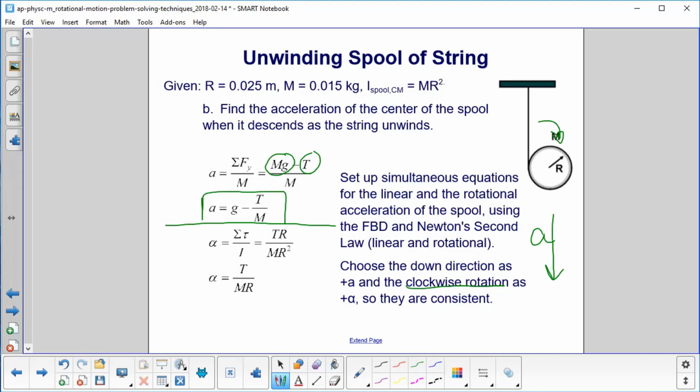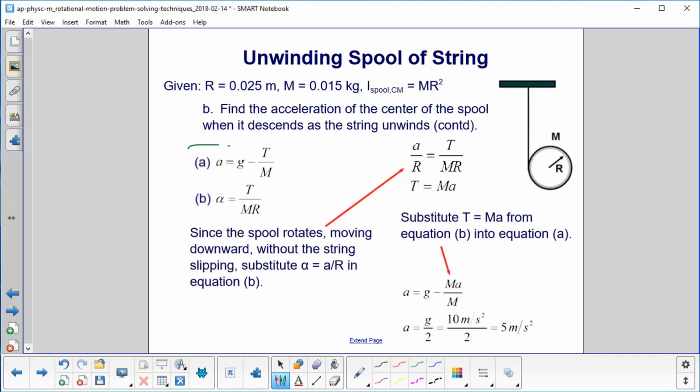Our torque is provided by this tension force acting in that direction, which will tend to give you a clockwise rotation. So that's in the positive alpha direction, so our torque will have a positive sign. It'll be T times R, the tension times the distance from the axis of rotation. We then substitute in our moment of inertia. That was given here because we are rotating about the center of mass of the spool. Do a little algebra and we have our second simultaneous equation.